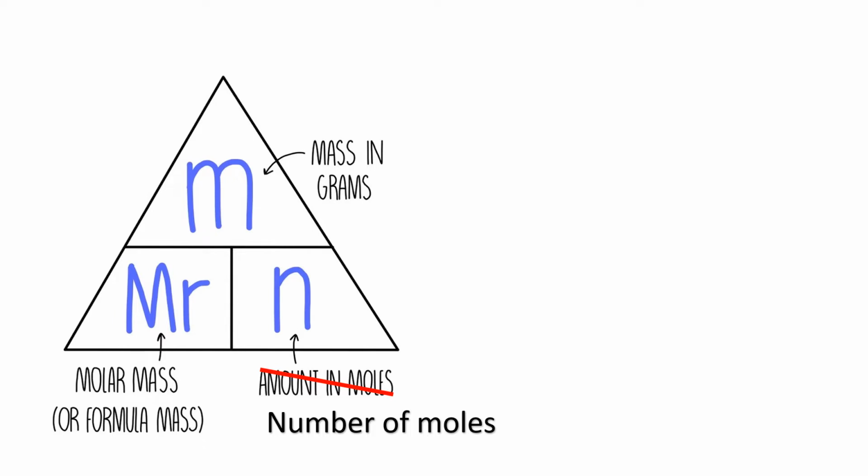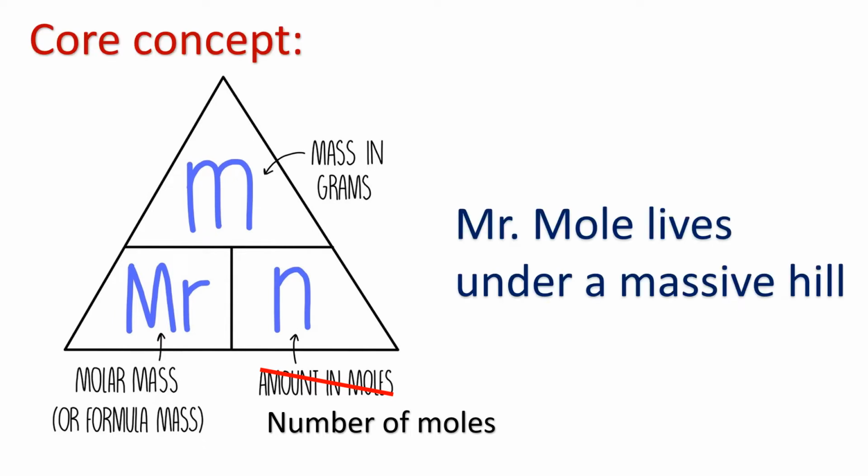How are you going to remember that? Well, you might just remember that if it helps, Mr Mole lives under a massive hill. So Mr Mole in that bottom right lives under a massive hill, the mass being at the top. That might help remember which one goes where. I would say that this is the core concept for this lesson. Everything we do from now on is going to be based around this triangle.